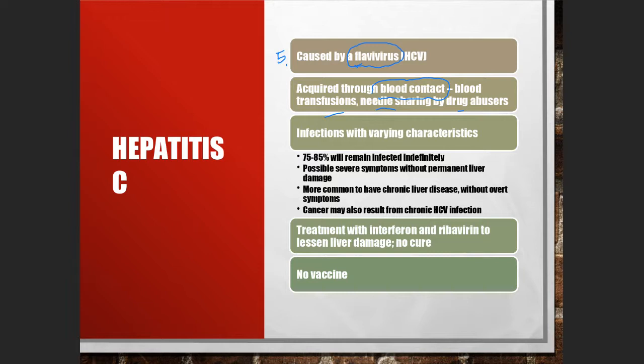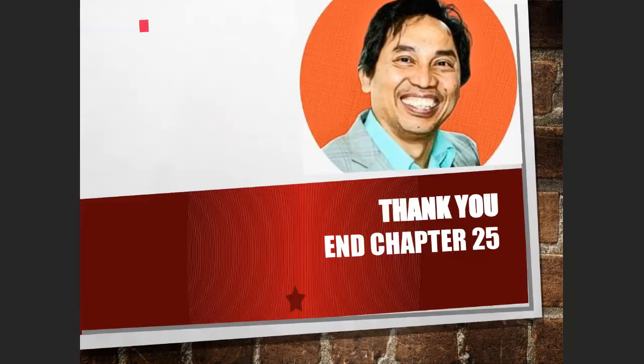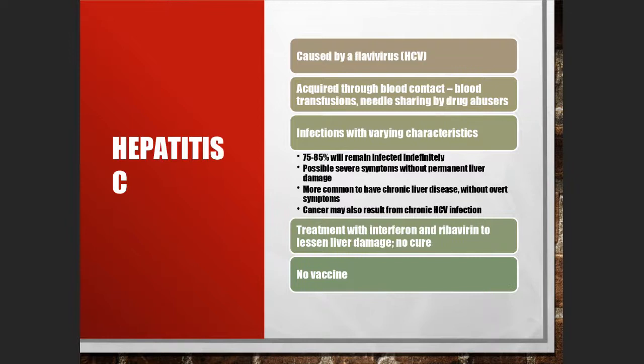blood transfusion. I think there should be one more over here. I don't think we have it. So this is number five. The flavivirus is number five.